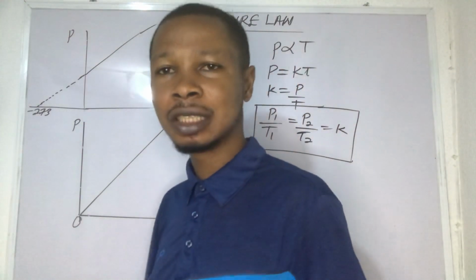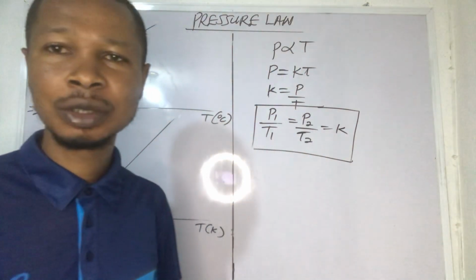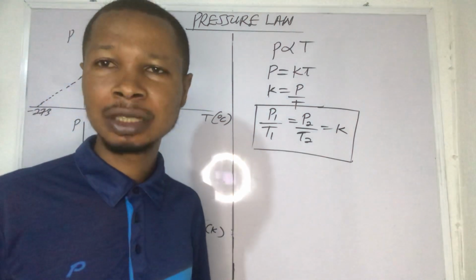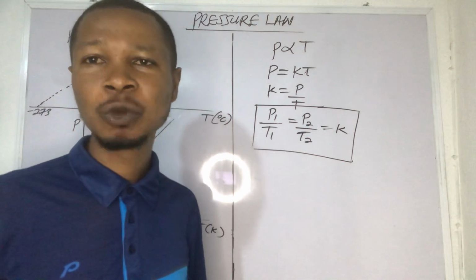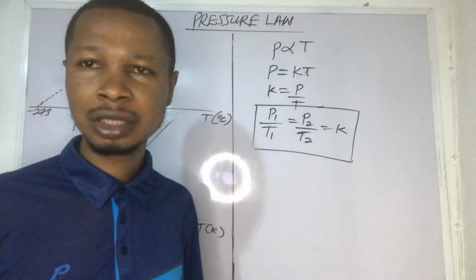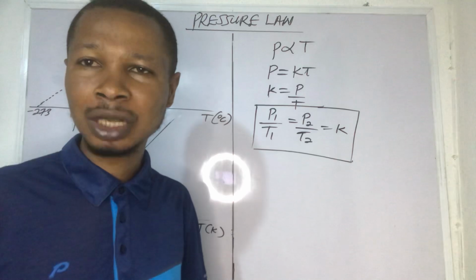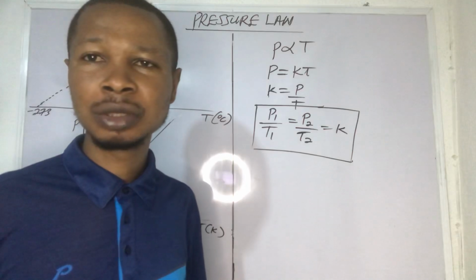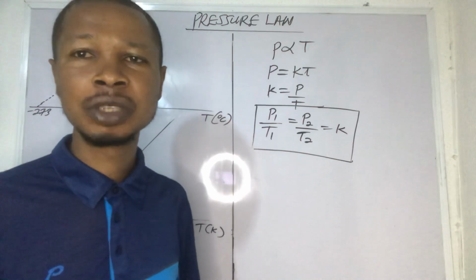Now, how does kinetic theory explain pressure law? Pressure can be defined as the number of molecular collisions between the gas molecules and the wall of the container. The number of molecular collisions means how frequently the molecules of gas in the container collide with each other and with the wall of the container. That's pressure: the frequency of collision between the gas molecules and the wall of the container.